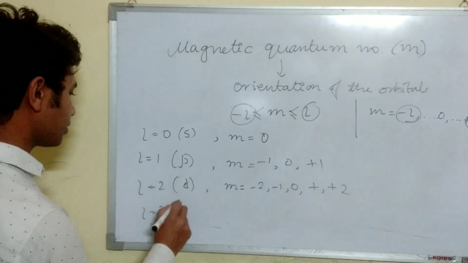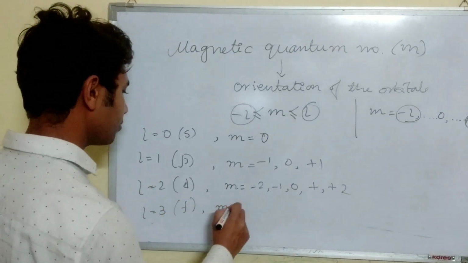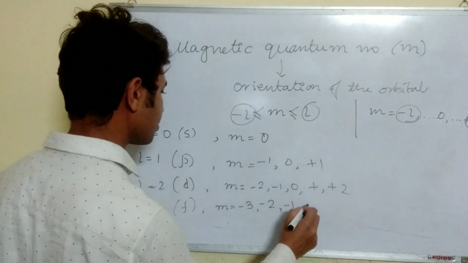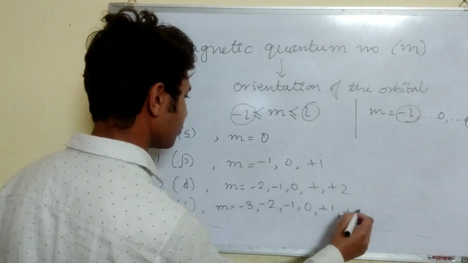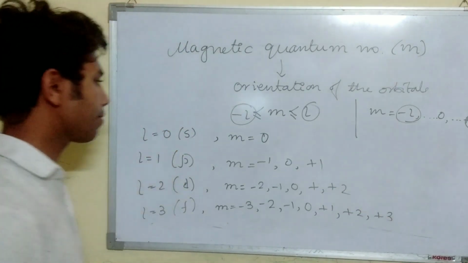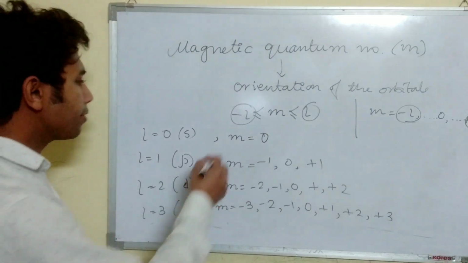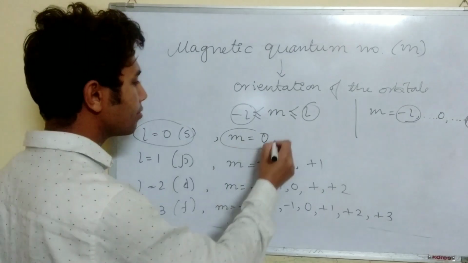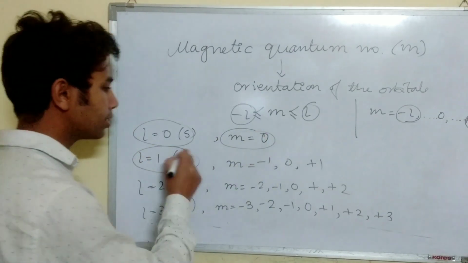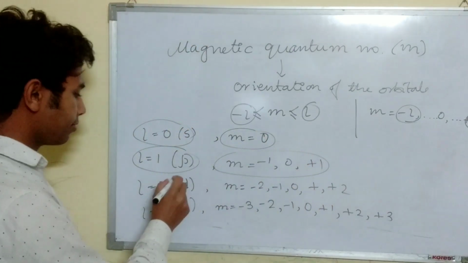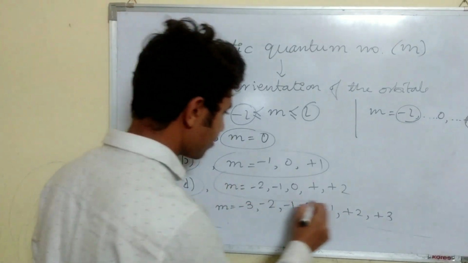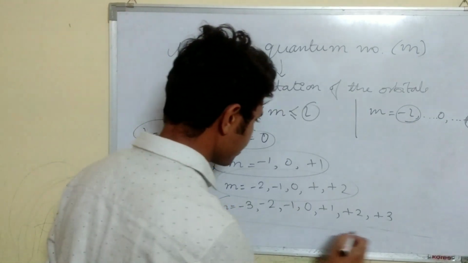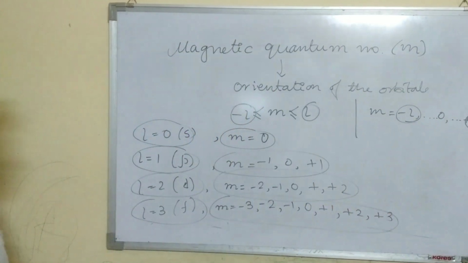For L is equal to 3, that means the F subshell will get M values minus 3, minus 2, minus 1, 0, plus 1, plus 2, plus 3. So here we are getting, for L is equal to 0, only one value of M. For L is equal to 1, 3 values of M. For L is equal to 2, 5 values of M. For L is equal to 3, 7 values of M.